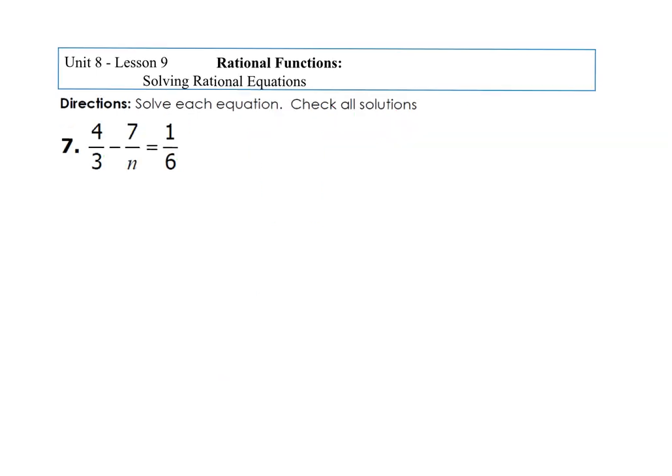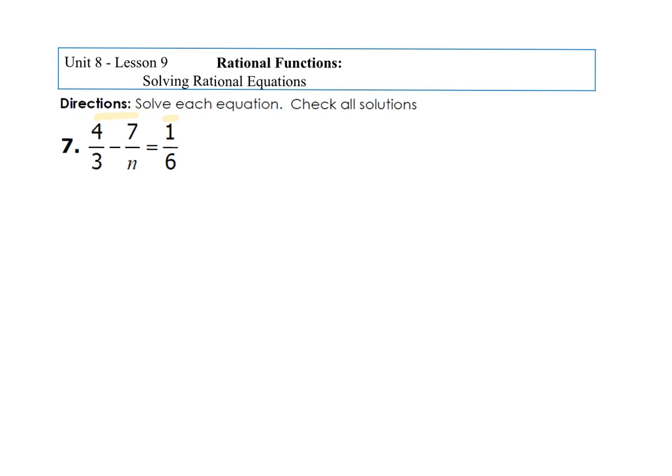Okay, moving on from proportions. On number 7, we have here 4/3 minus 7 over n equals 1/6. So it's still a rational equation, but it's no longer a proportion because here on the left side, we have two terms equal to one term. So that's not a proportion. We cannot solve this by cross multiplying. But we still need to solve for n, and it's in the denominator.